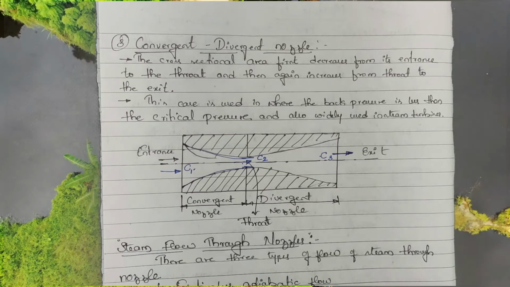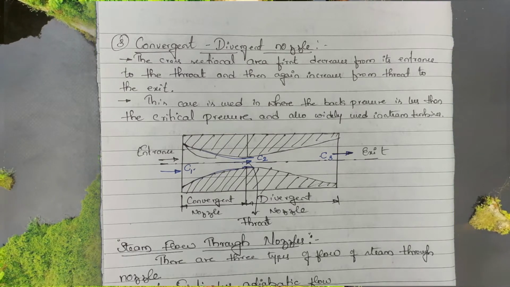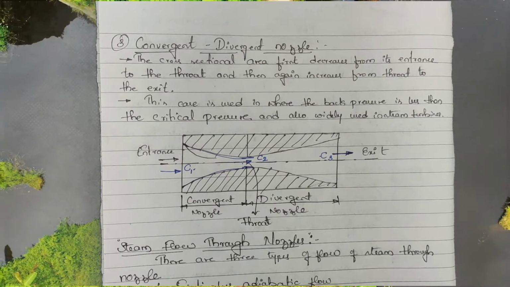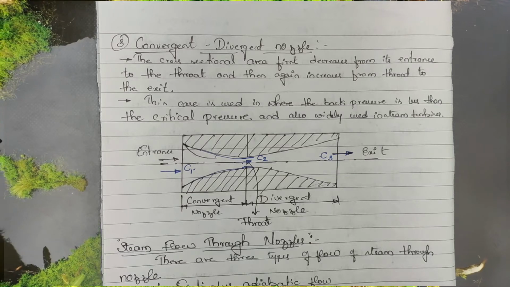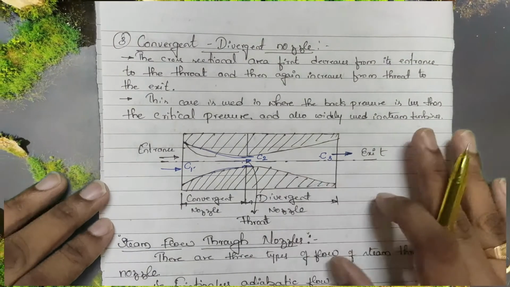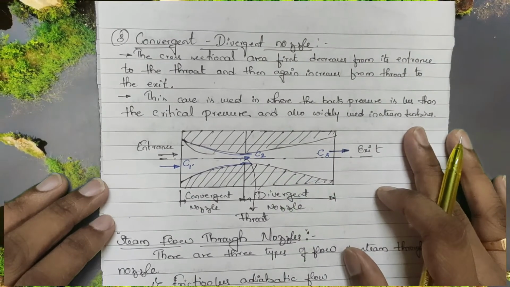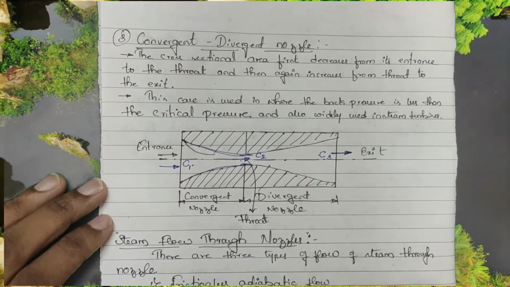In the nozzle there is an increase in velocity and a decrease in pressure, but in the throat there is no change in pressure; it is maintained constant. This type of nozzle, the convergent and divergent nozzle, is used in almost all applications.